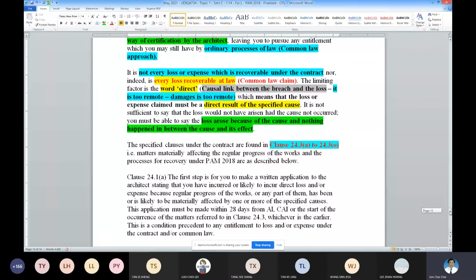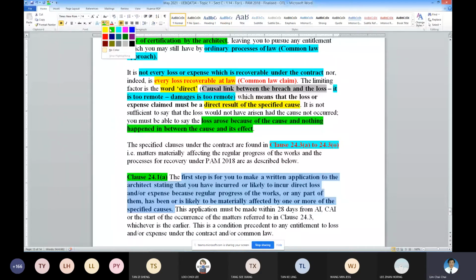So this one now, we go back to this. The steps that you need to follow for your loss and expense entitlement. This is the first step: written application, under which clause it happened. You have to identify them properly. That's a step. So when to do it? Within 28 days of AI or CAI.